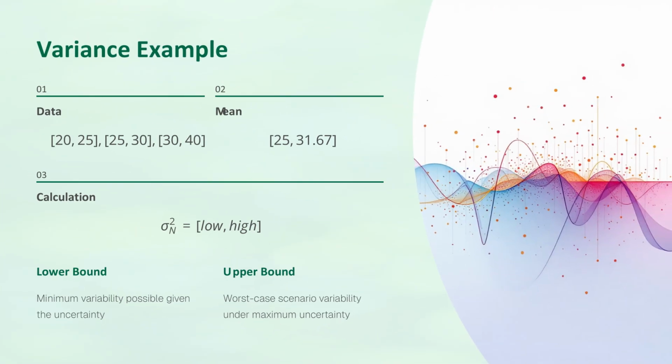Here, we apply the concept of variance to our travel time example. We already have the data as intervals and the mean as a range. When we calculate variance, we again obtain an interval. The lower bound represents the minimum possible variability, while the upper bound represents the maximum possible variability. This gives us a complete picture of how spread out the data might be under uncertainty. In the next slide, we will see what wrong things people do in Neutrosophic computation.